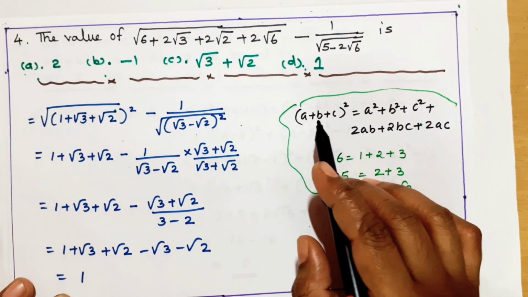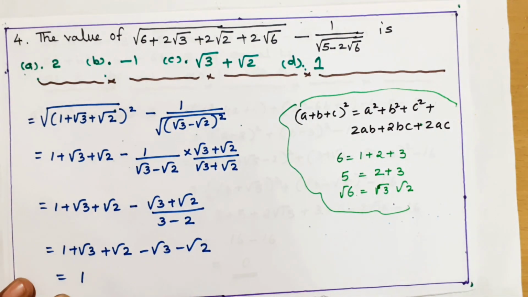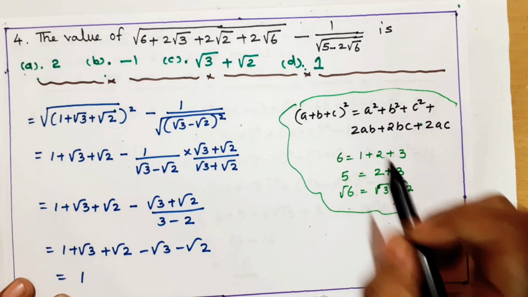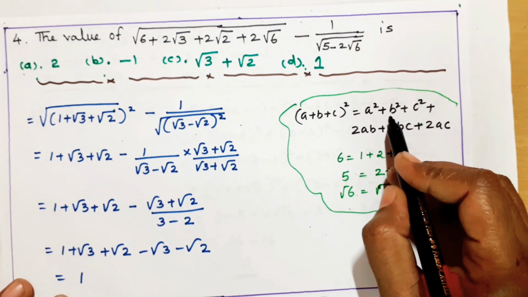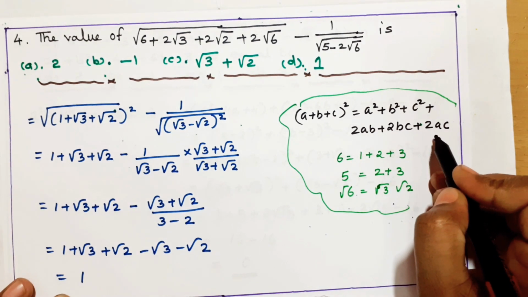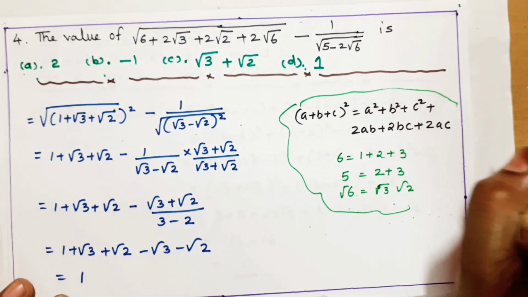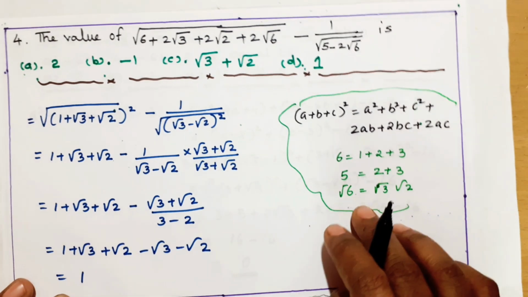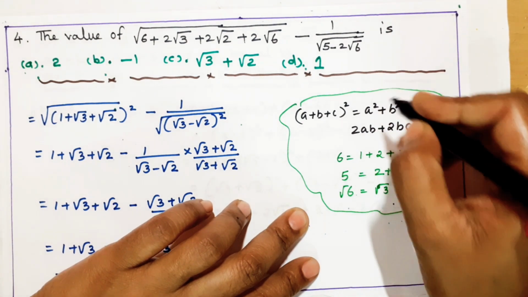So it is in the (a plus b) the whole square form only. How I'm getting that idea means 6 is nothing but 1 plus 2 plus 3. So I'm writing (a plus b plus c) the whole square. It is a square plus b square plus c square plus 2ab plus 2bc plus 2ac. So first term I'm taking the numbers as 1 plus 2 plus 3. 1 square means we know that this is nothing but 1.